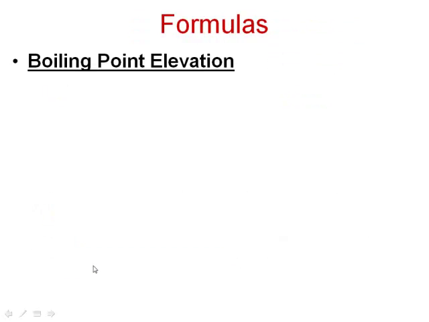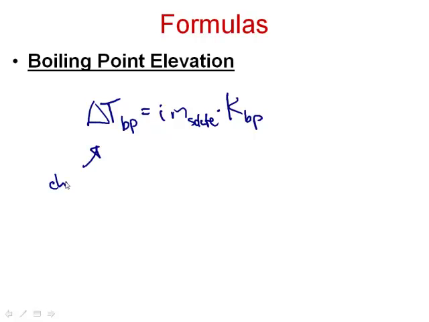There are some formulas that we can use to mathematically describe freezing point and boiling point and the changes due to the presence of a solute. So here's the boiling point elevation formula. It looks like this. Delta T_BP is equal to i times molality times K_BP. Okay? Now, what these terms are right here, delta T_BP, this is going to be the change in boiling point. Okay, it's the change in the boiling point.